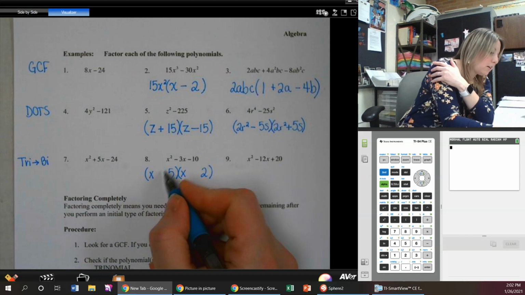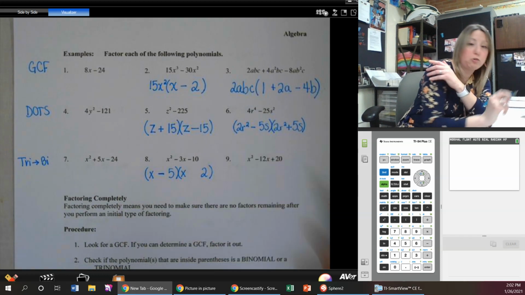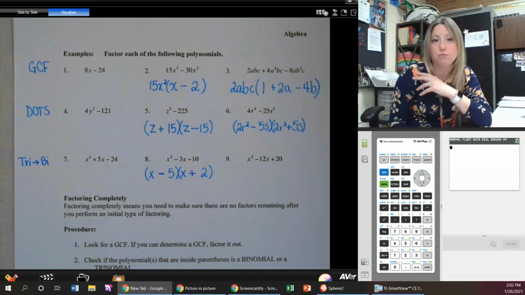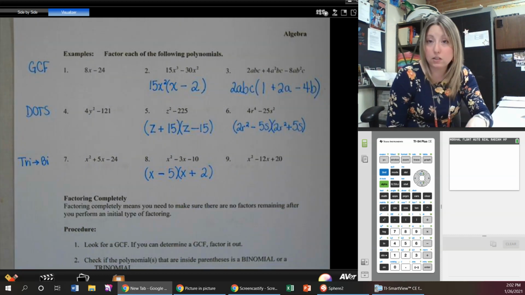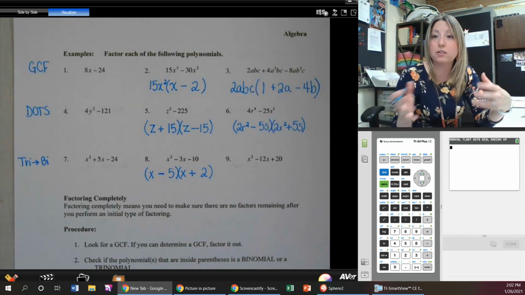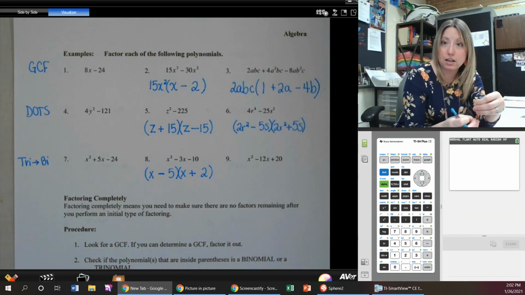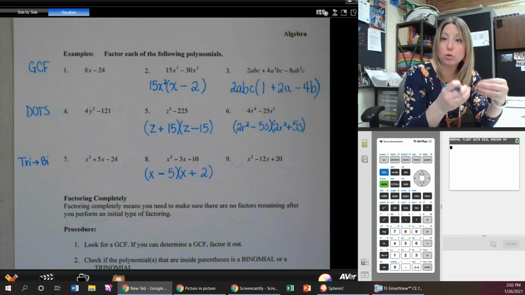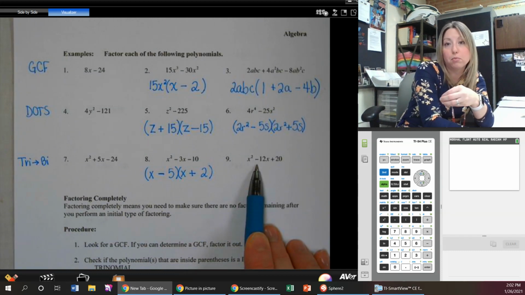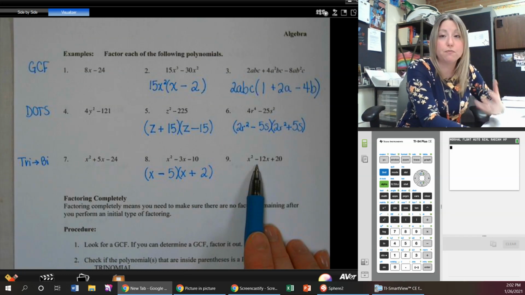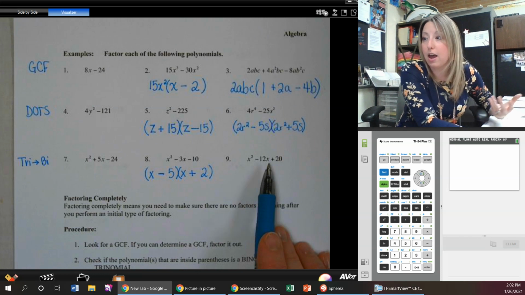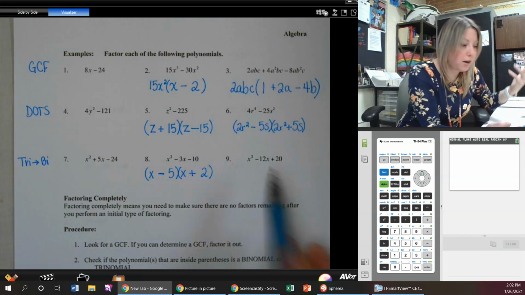5 has to have the same sign as the middle, so it's negative, which, because these have to be different signs, leaves the 2 to be positive. If your C term is positive, the two signs in the binomials will be the same. You will be adding to get the middle, and those two signs in the two binomials are the same sign as the B term, okay? Because the bigger factor always has the same sign as the B term. So if these have to be the same, then you have to be the same as the B term, right?